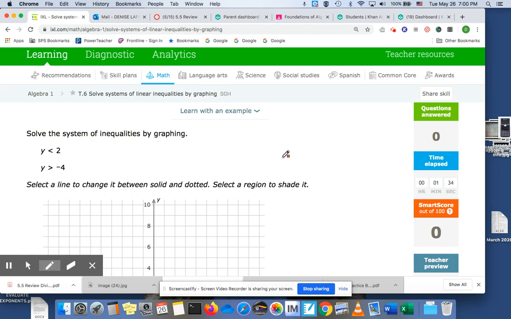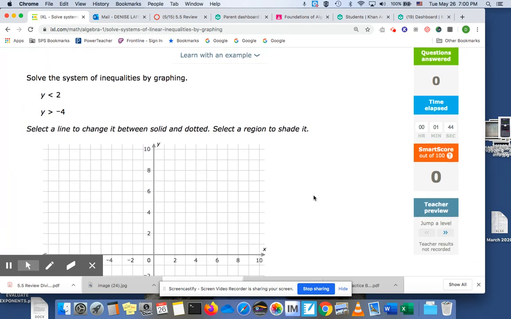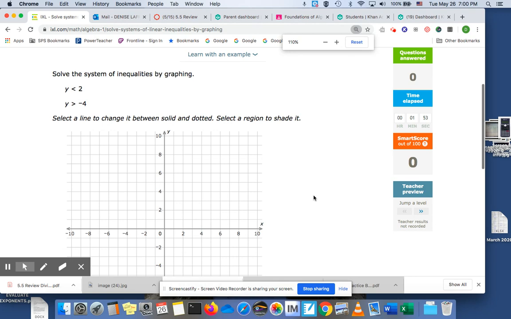All right, you are now doing solve a system of linear inequalities by graphing. It's Algebra 1, T.6. So in this section, the hardest part, I think, is understanding how to manipulate this graph. So let me just make this a little bit smaller. So you are solving this system of inequalities by graphing them. y is less than 2 and y is greater than -4.